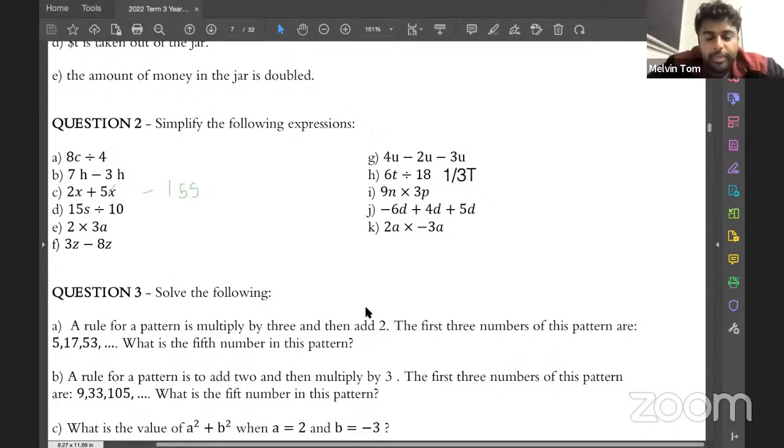Okay, so 6t divided by 18. You can do 6 divided by 18, which is 1/3, and t just stays the same. So it's 1/3 multiplied by t, or if you want to be more correct, you can just say t divided by 3, because 1 times t is t, and 3 stays in the bottom.